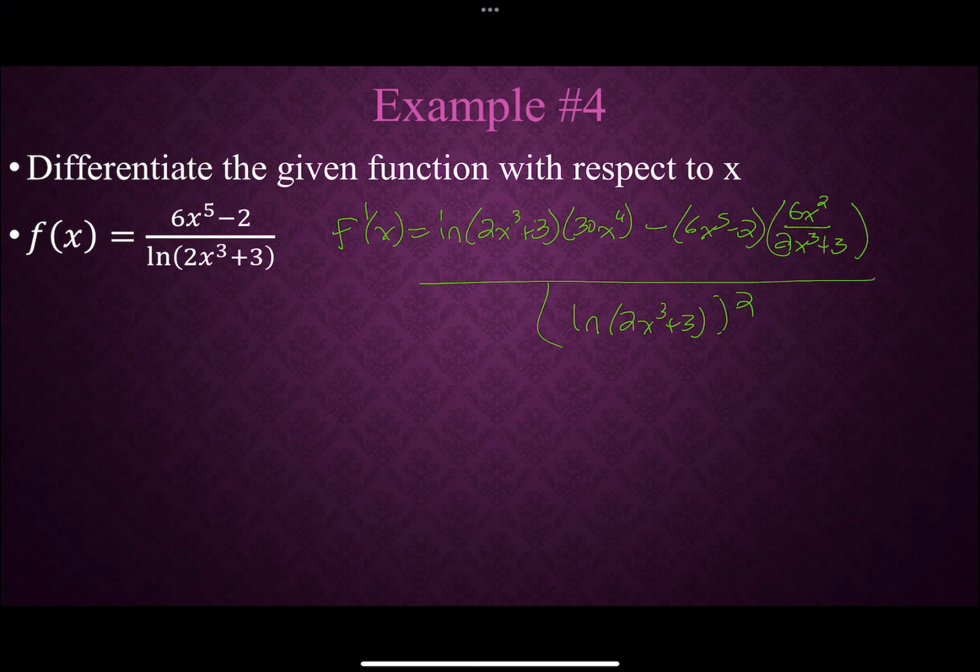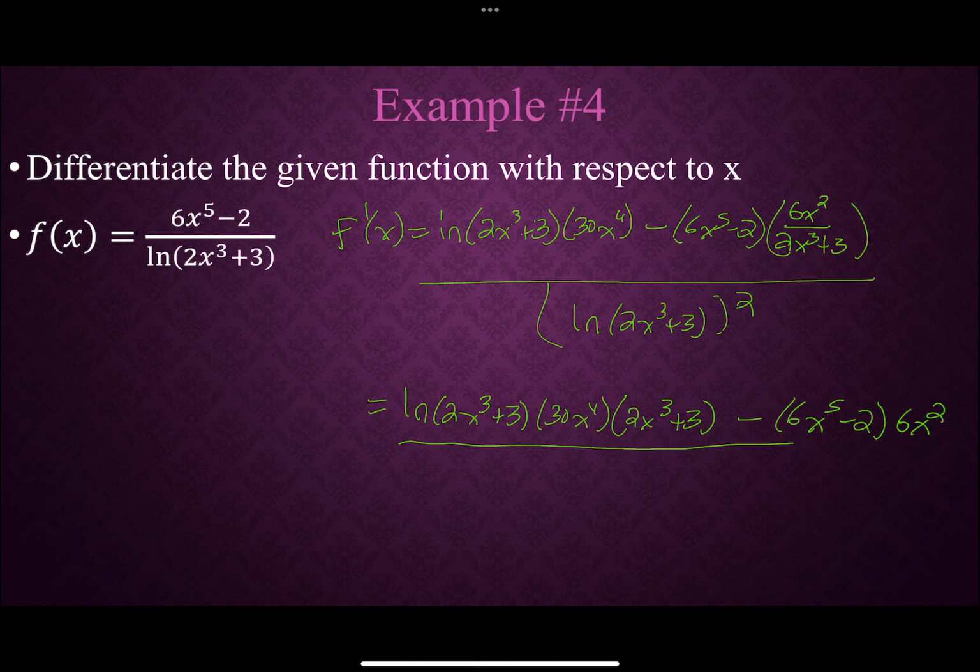All right, so we do have a complex fraction scenario right here, so we should multiply everything by the 2x cubed plus 3 to get rid of that. So we would have an ln of 2x cubed plus 3 times our 30x to the fourth times then 2x cubed plus 3 minus our 6x to the fifth minus 2 times our 6x squared all over we'd have a 2x cubed plus 3 on the bottom as well, ln of 2x cubed plus 3, and again, the ln expression is being squared. Complex fractions are never really allowed, so we just simply multiply by that denominator to the entire thing to get rid of that.